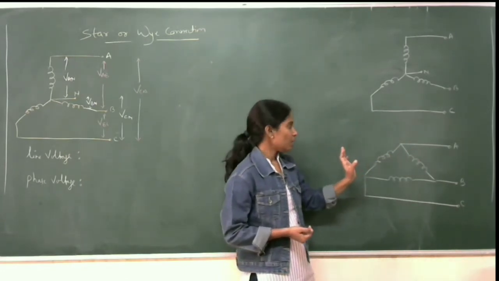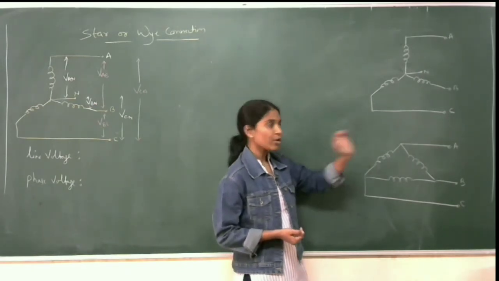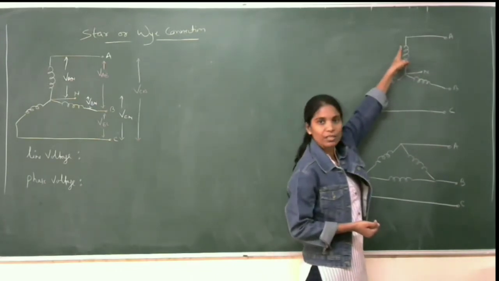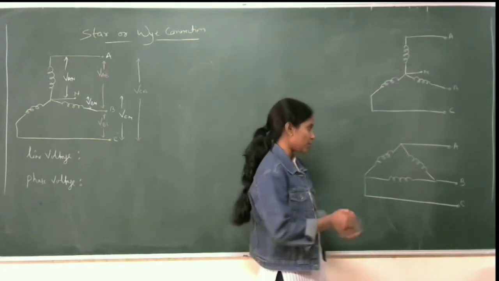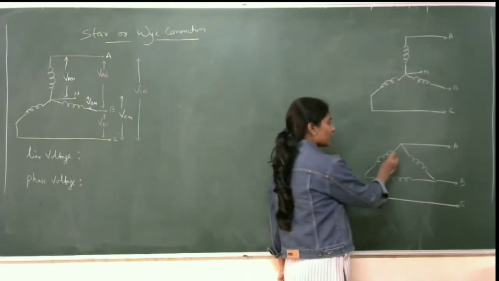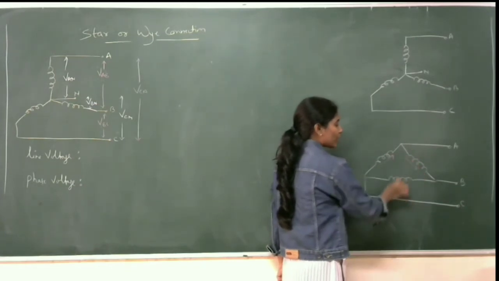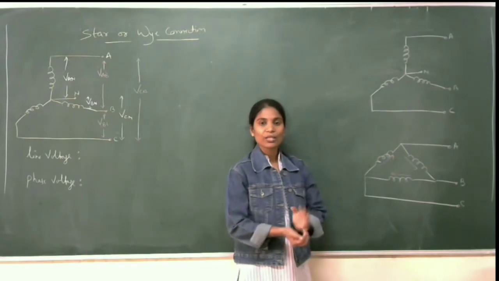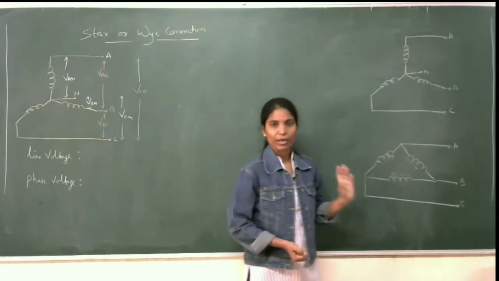Similarly, the current flowing through a phase winding is called the phase current. For the star connection, this is the phase current for this winding, this winding, and this winding. In the delta connection too, we have a phase current for each winding. So this is the phase quantity, associated with a particular phase winding.